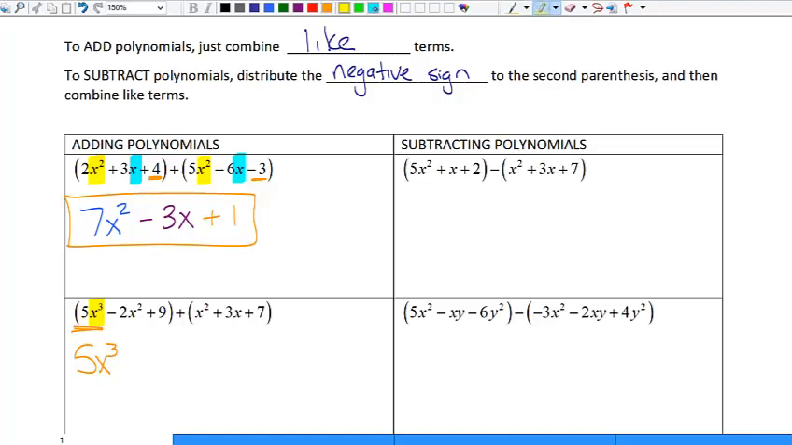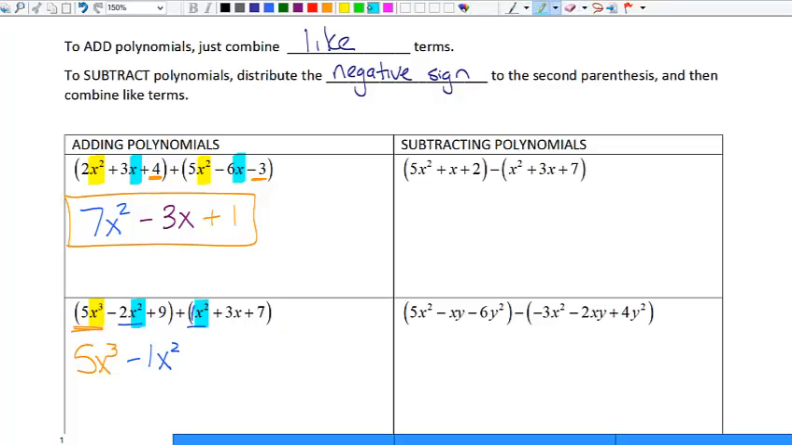Now I'm looking for more like terms. I've got x squared and x squared. So I'm going to add those two together and get a negative 2x squared plus a positive 1. Don't forget that there's a 1 coefficient in front of any bare variable. So negative 2 plus 1 gets you a negative 1. Keep the variable part x squared the same.